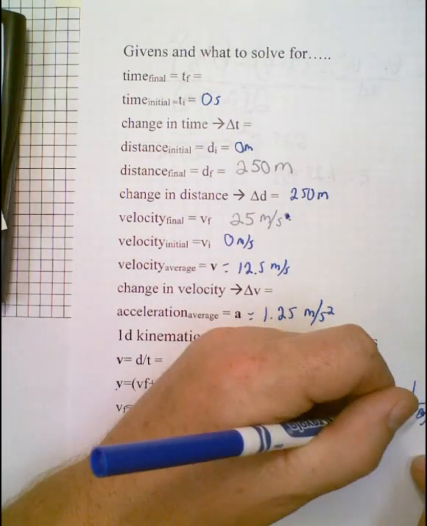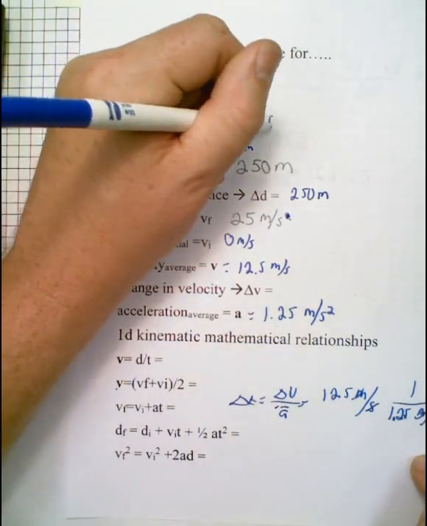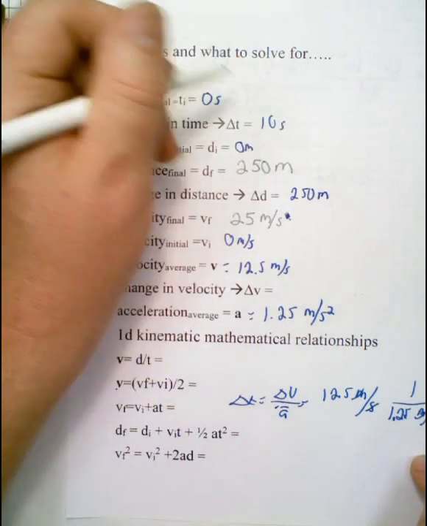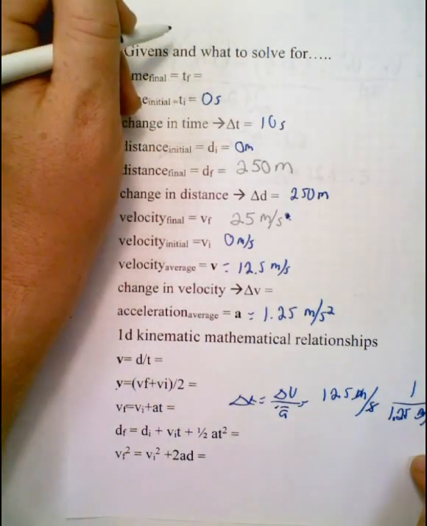Cancel, cancel, cancel, cancel, and I get 12.5 divided by 1.25, or 10 seconds. So delta t is 10 seconds. And of course, time final would be the same, 10 seconds.